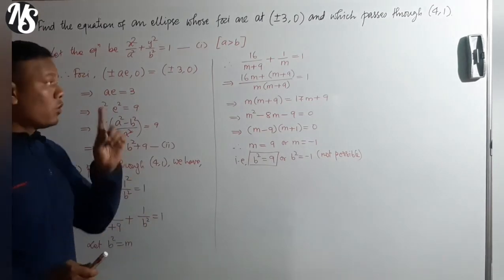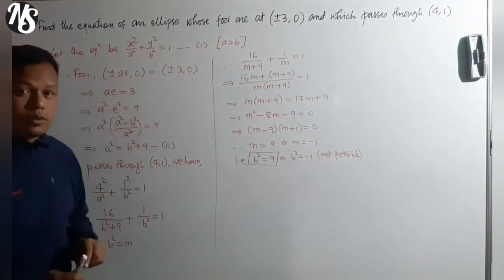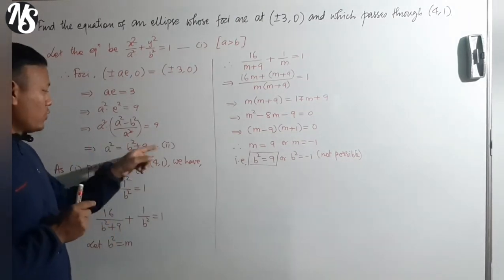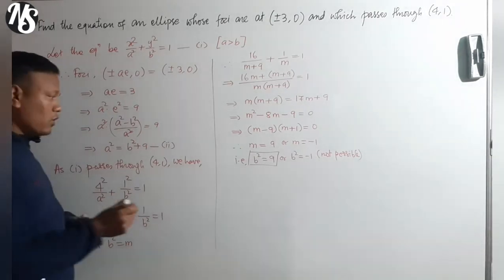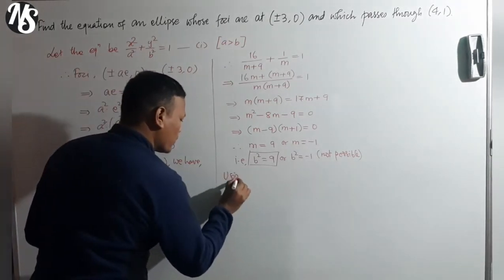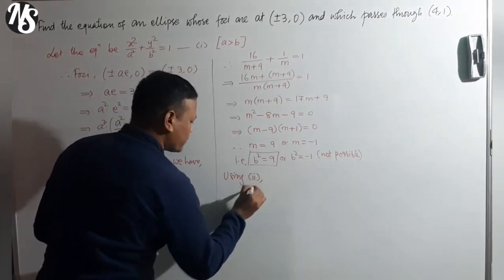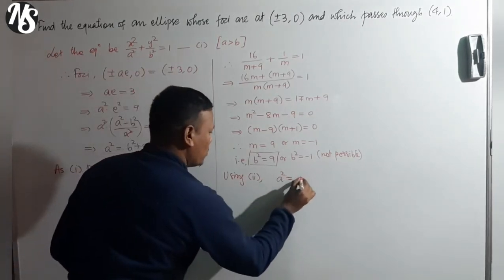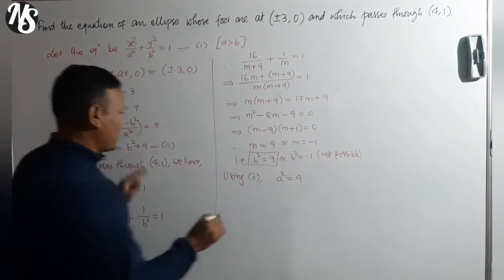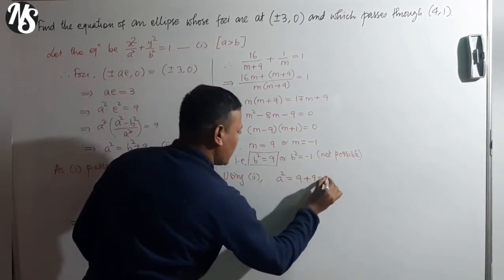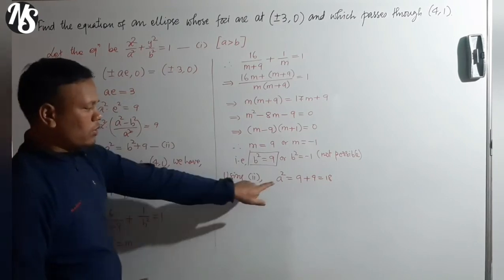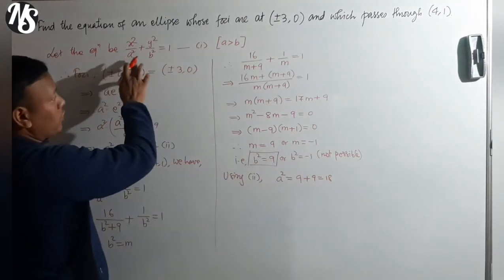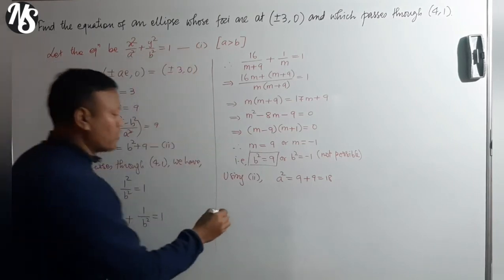Now in order to find the equation, our job is to find a square, which can be obtained using equation 2. Okay, so using 2, we have a square is equal to b square, that is 9, plus 9, which is 18, right? So we got the value of a square, we have the value for b square as well. So substitute the value of a square and b square in equation 1, you'll get your answer.